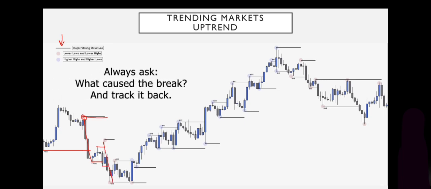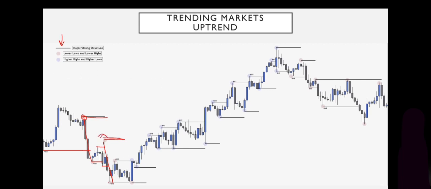Okay, so we have a new structure break right there. What caused the break? We track it back. It's this guy. We put this. So this is our strong high, as I'm going to teach you later. The market pulls back, breaks structure down. Cool. What caused the break of structure? Track it back, it's this guy. This guy comes in and breaks. So what we have right now is a trend change, and then the market shifts to an uptrend.